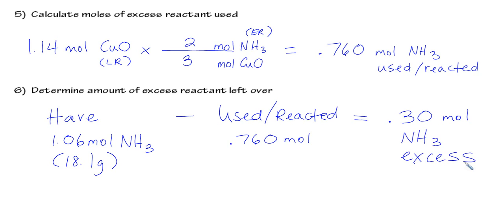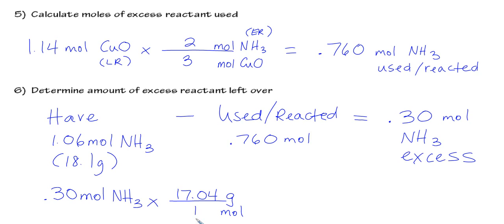Now, you could have also done this in grams. In part 5, I could have switched that 0.76 moles of ammonia into grams of ammonia, and then I could have subtracted it from 18.1 and been done. Or you can subtract in moles, and now we just have to switch it back to grams. 0.30 moles of ammonia. And then we just got to switch that guy out of moles into grams. The original molar mass that I used was, I believe, 17.04 grams per mole.